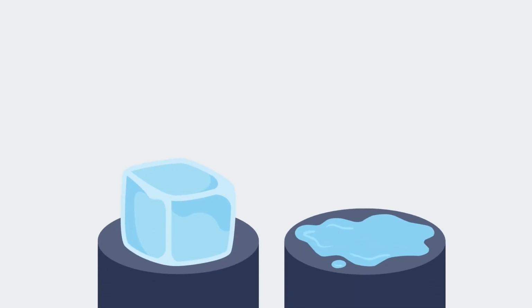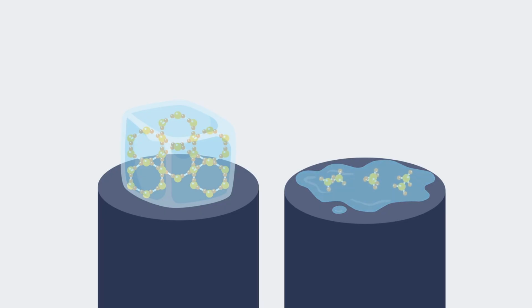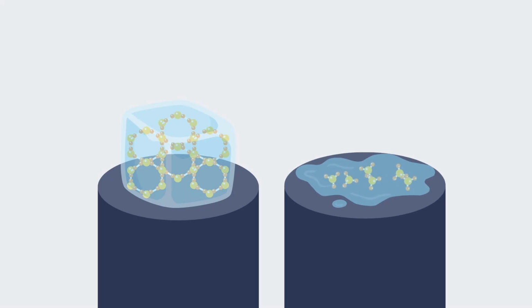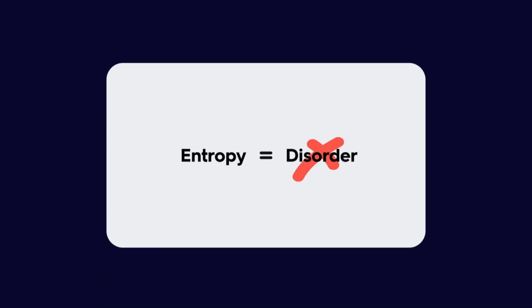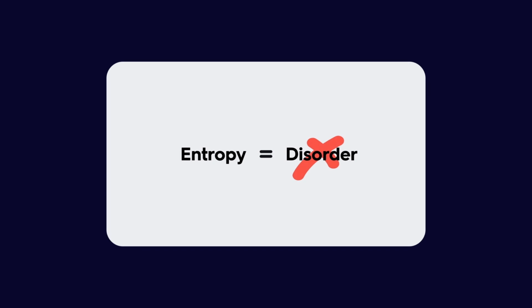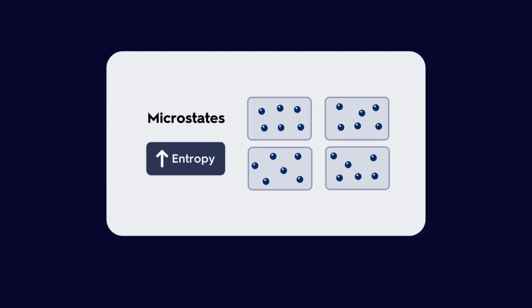A great example is melting ice. In solid ice, water molecules are held in a crystal structure. In liquid water, they can move and rearrange more freely. That gives the liquid more accessible microscopic arrangements, so its entropy is higher. So far, we have covered the big idea of entropy, why gases spreading out increase entropy, and why melting ice raises entropy too.